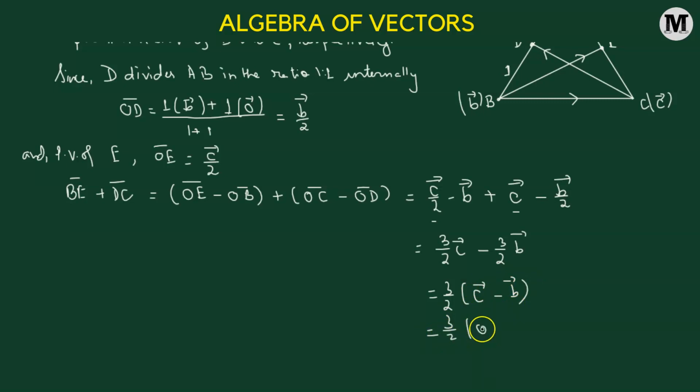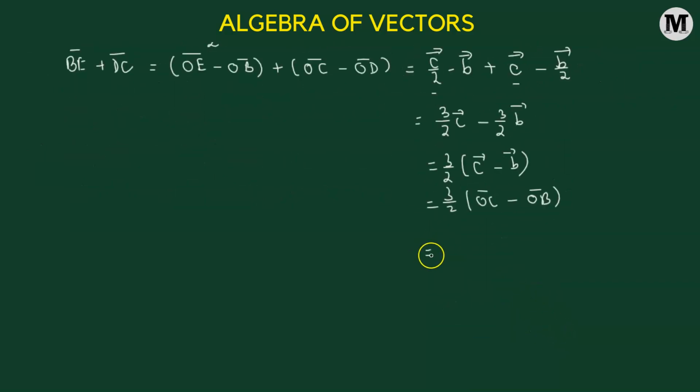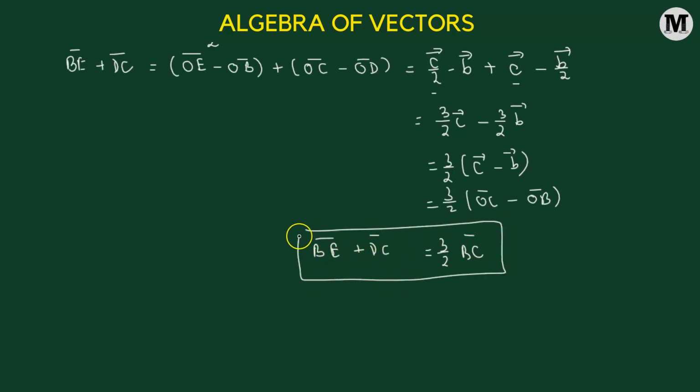Now what's C vector? C vector is nothing but the OC vector, the position vector of point C, and B vector is the position vector of point B. So we have the OC vector minus the OB vector, that means we have the BC vector. So we have successfully proved that the BE vector when added to the DC vector, the sum equals 3 over 2 times the vector BC. So this is proved.